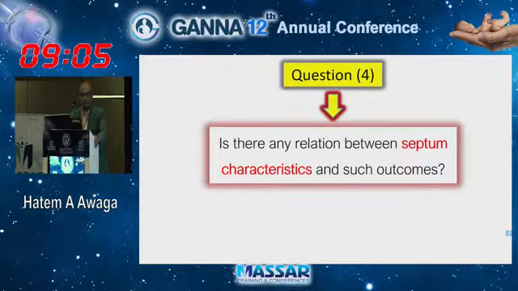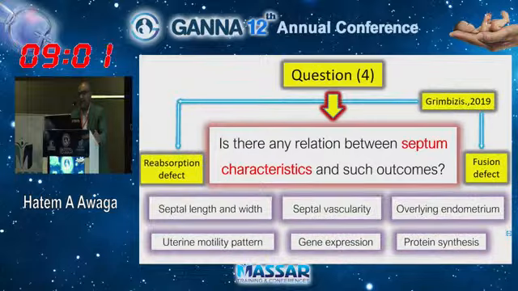The fourth question: is there a relation between septum characteristics and such outcomes? If you revise the papers in the literature in the last few years, you will find them speaking about the embryology of septum, because you will find two types of septum, the fibrous septum and the muscular septum. They say that the fibrous septum is mainly due to a defect in the reabsorption. However, the muscular septum is due to a defect in the fusion of the two sides of the Mullerian system.